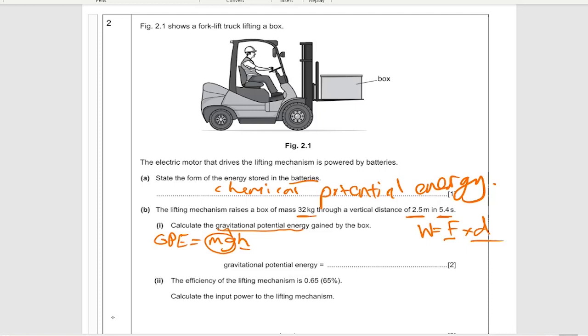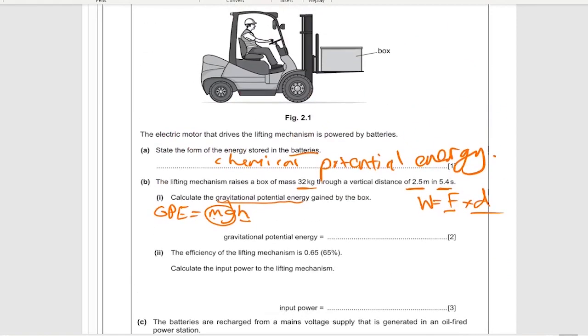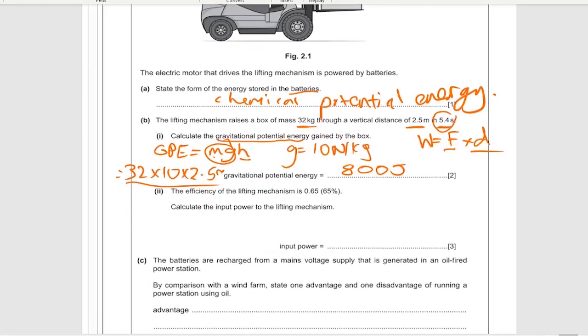In this case, we're given the mass, we're given the height, so we're given these two values. We need to remember what g is on the Earth. Actually, that should be, I believe, on your data sheet. If not, you need to remember that value is g equals 10 newtons per kilogram. So plugging into this equation, we've got GPE is equal to 32 times by 10 times by the height that's moved, which is 2.5 meters. Now, we don't actually need to use this value for this part of the question. If we plug that into a calculator, we get that the value for GPE is 800 joules. There's two marks. One mark is for the formula and the substitution. The other mark is for the final answer with a unit.